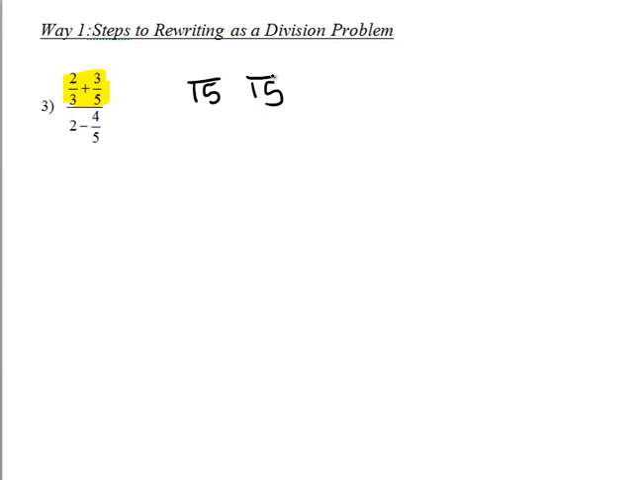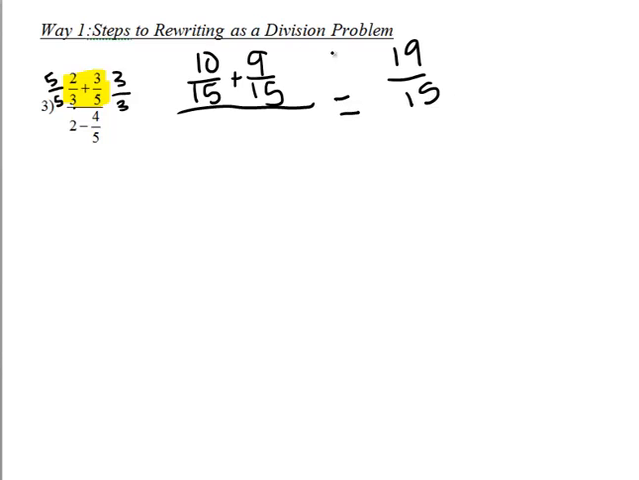3 goes into 15 5 times. To bump it up, I'm going to multiply that by 5 over 5. 5 times 3 is 15. 5 times 2 is 10. And I'm adding these. Same thing here. 5 goes into 15 3 times. 3 times 3 is 9. I can combine those, and I'm going to have 19 over 15.